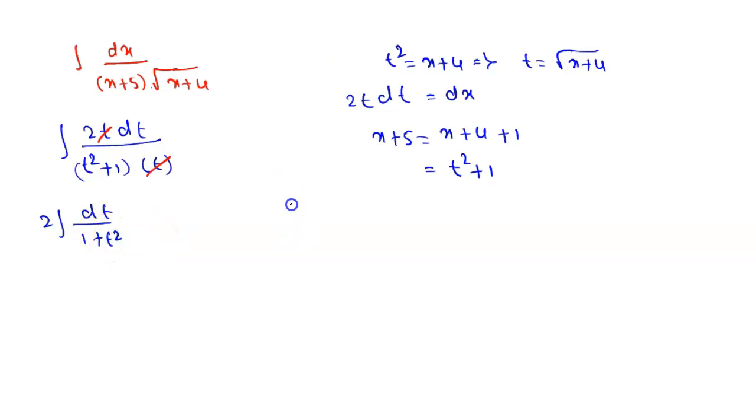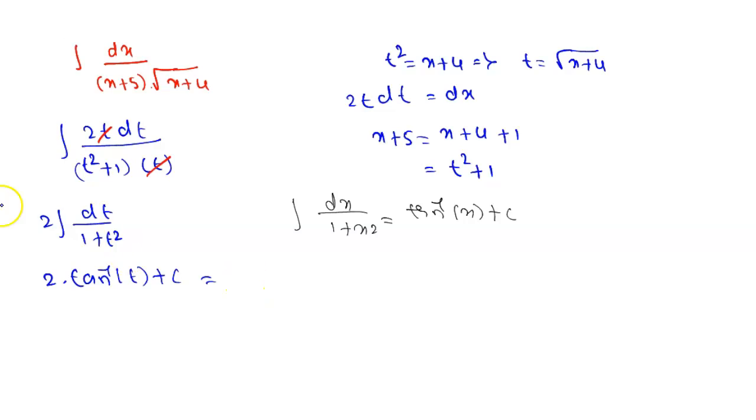Previous formula, integral dx by 1 plus x square is equal to tan inverse x plus c. Replace here, we get 2 times tan inverse of t plus c, which is equal to 2 times tan inverse of t. T value is how much? Root over x plus 4, plus c. This is the answer for this question.